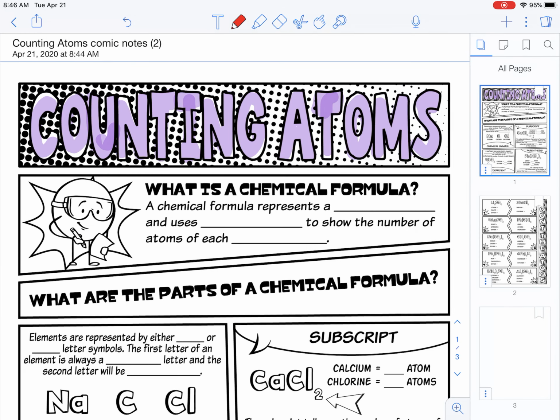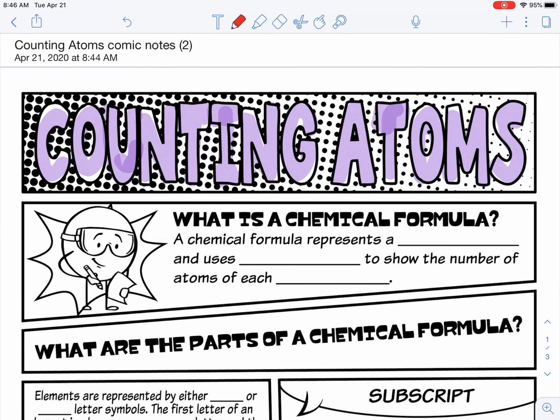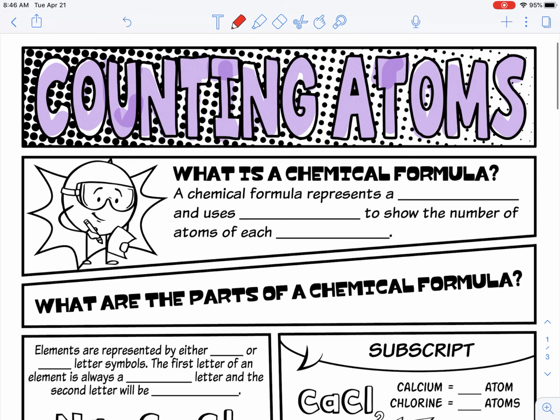Hey guys, I wanted to take a few minutes and go through this notes set on counting atoms. So some of this we already know. Like we've already discussed before what a chemical formula is.